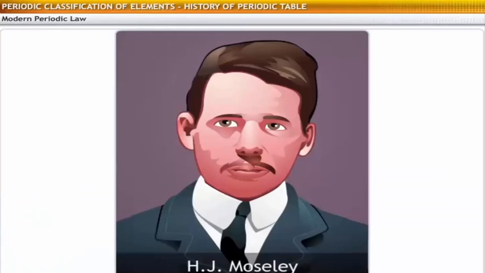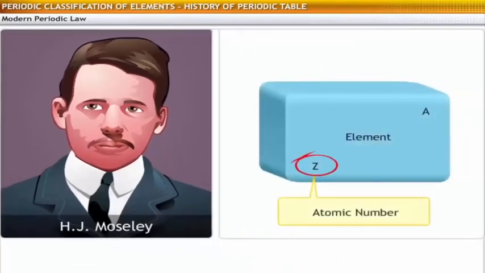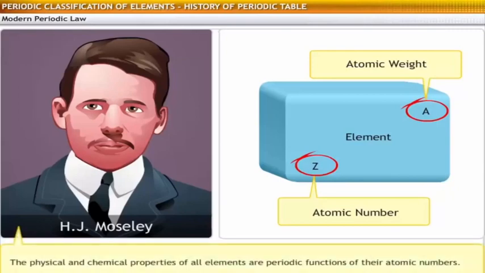H. J. Moseley, an English physicist, built further on the periodic table to resolve the problems encountered in using it. He discovered that atomic number is a better basis for classifying elements than atomic weight. On the basis of his work, he developed the modern periodic law. The modern periodic law states that the physical and chemical properties of all elements are periodic functions of their atomic numbers. The modern periodic law has become the universally accepted form of classification of elements, as it does not suffer from the demerits of Mendeleev's periodic table.